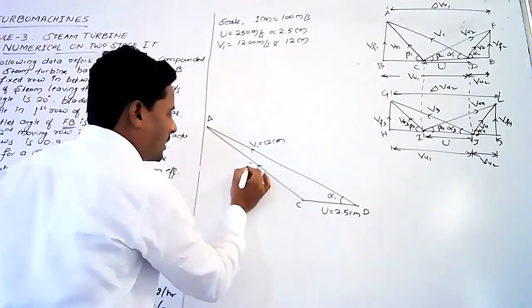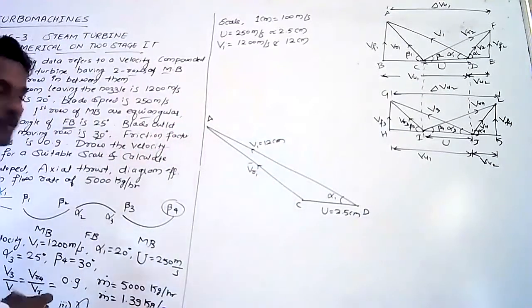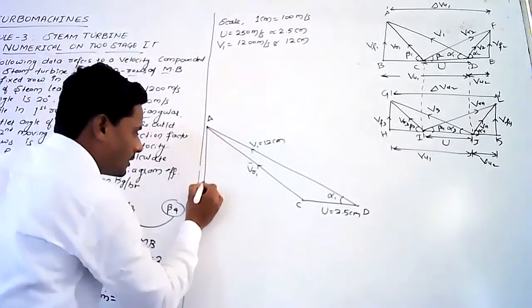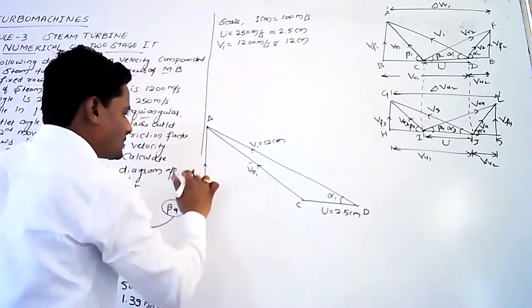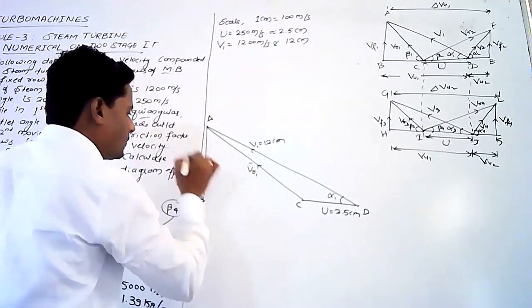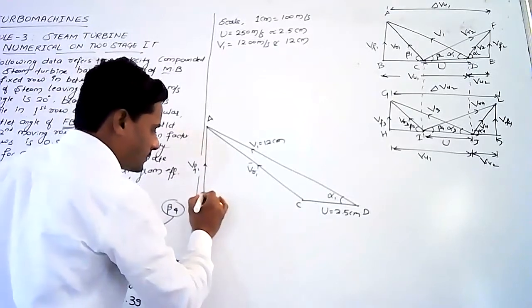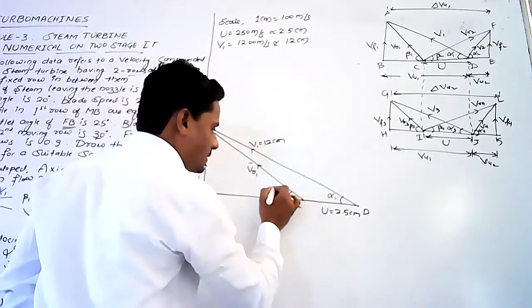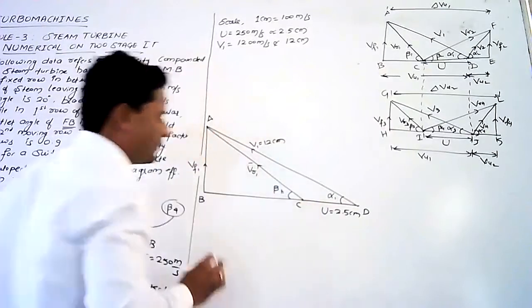This is VR1, the relative velocity component at the inlet. From point A, just drop a vertical line up to B, and this is of course VF1, the flow velocity component, and join BC. So this is beta 1 here.